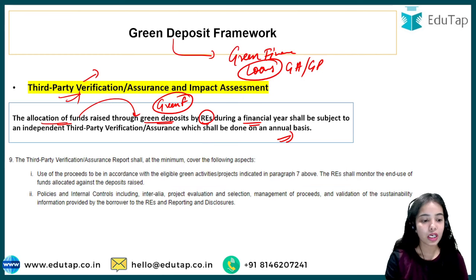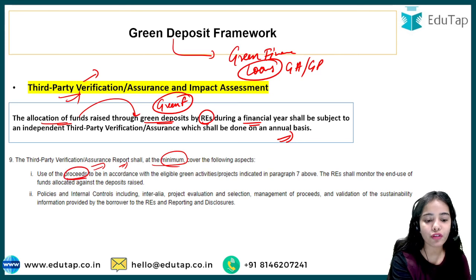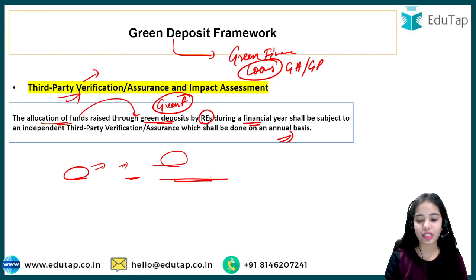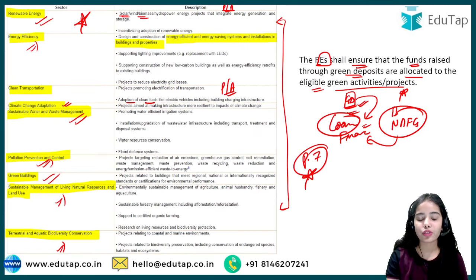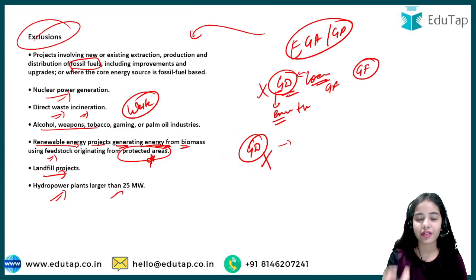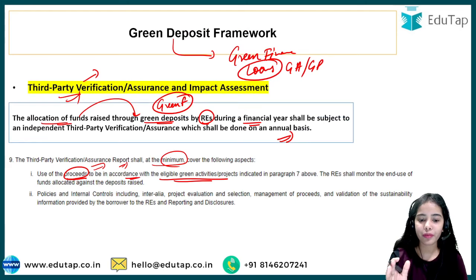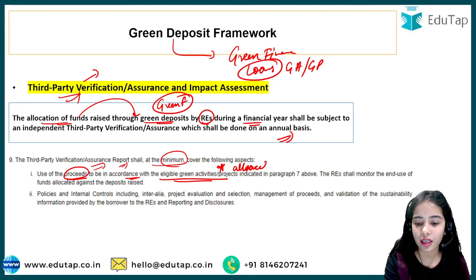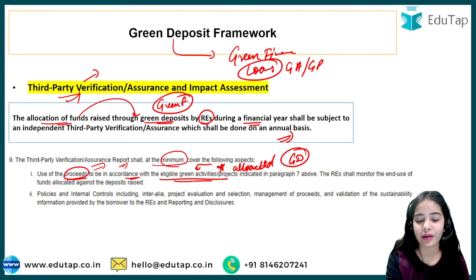Okay. So the third party verification or assurance report shall at the minimum cover the following aspects, that is the use of the proceeds is in accordance with the eligible green activities or projects that we have just seen. Okay, so these are the eligible activities and projects. For these only the money should be allocated. The money should be allocated from the green deposits to these eligible green activities or projects.